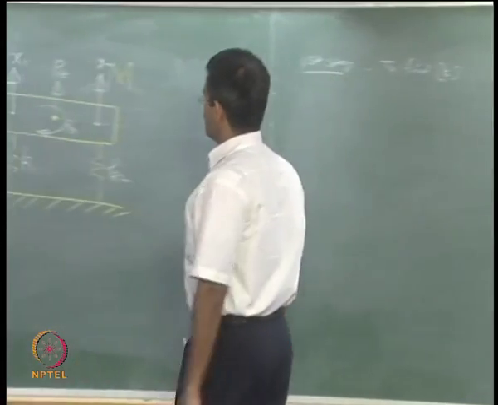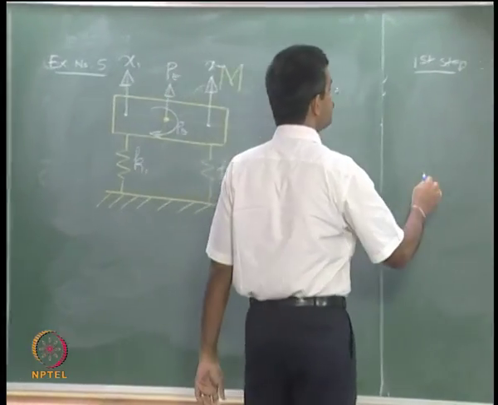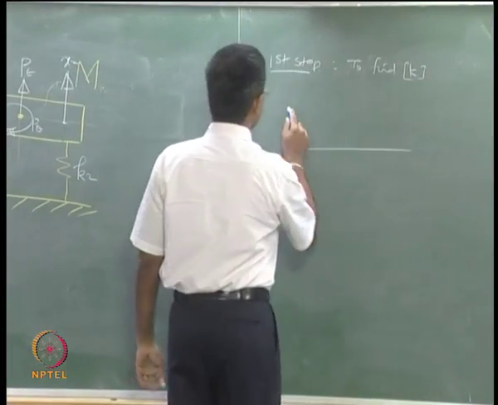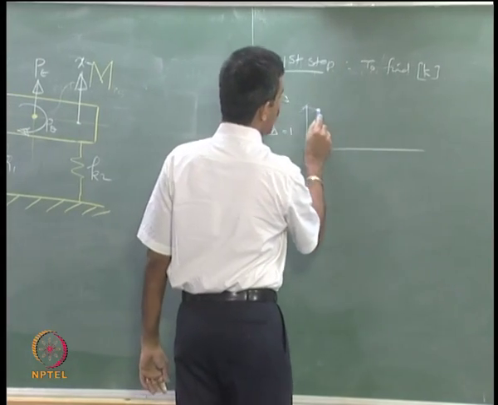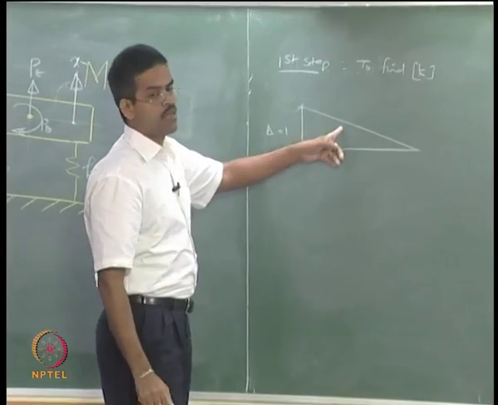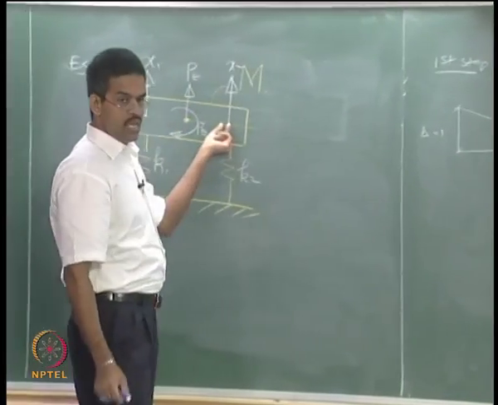I want to derive the stiffness matrix for this. So as usual I give a unit displacement at this end, I put delta as 1 and do not give any displacement here. It is going to be a linear line because it is actually a hinge.